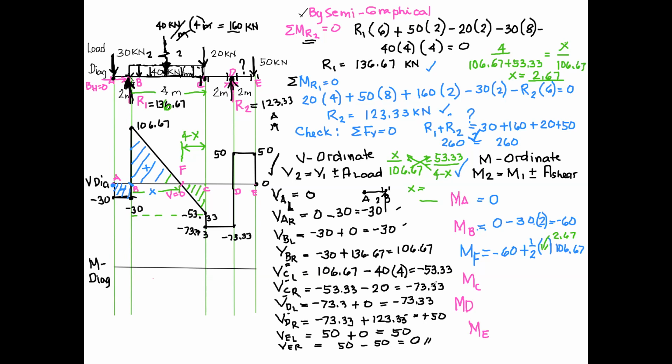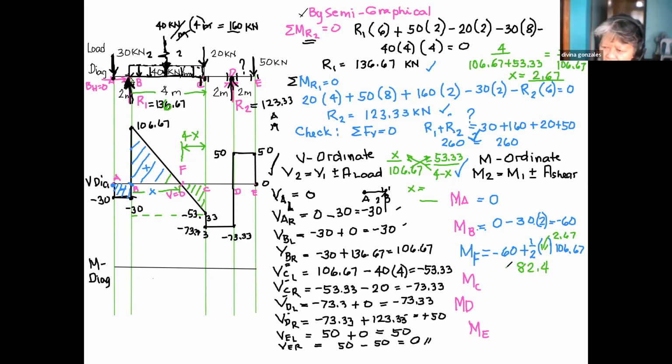What is the moment at F? 82.40 po, ma'am. 82.4. Okay, whatever the answer there at F, I will have to copy it at C. The moment at C is dependent upon the moment at F, which is 82.4.